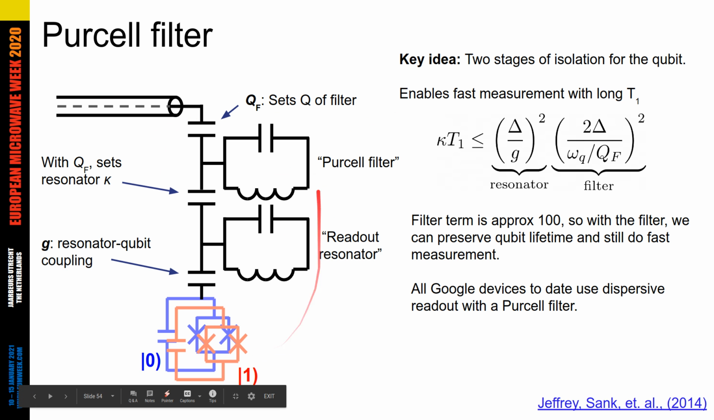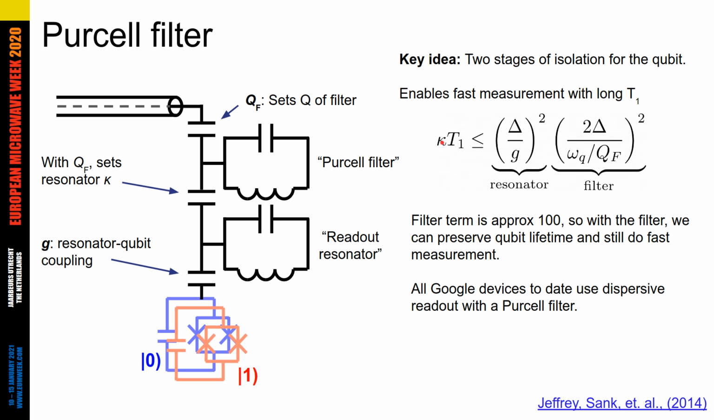With an arrangement like this shown to the left, there's a constant that you can write down, which is kappa, and that's the ring up time of the readout resonator, and T1. T1 is the time that the qubit lives before losing its energy out the readout line. The product of those two is bounded by the readout circuit by this formula. Delta is the detuning between the readout resonator and the Purcell filter. G is how strongly the qubit is coupled to the readout resonator. Omega q is the qubit frequency, and QF is the loaded quality factor of the filter.